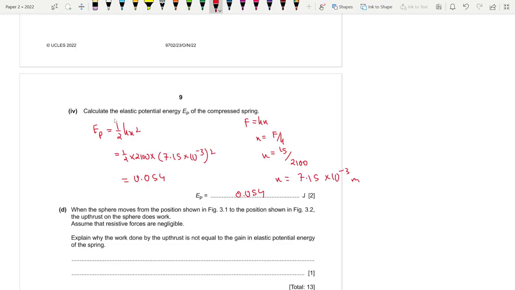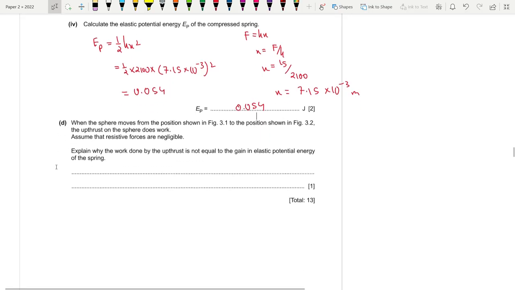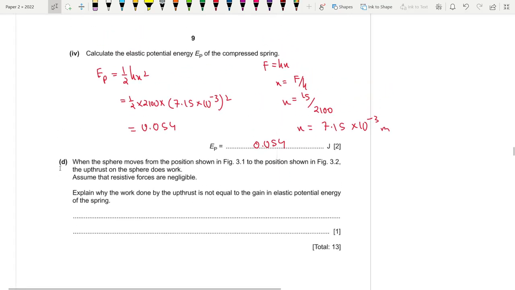So when the sphere moves from the position shown in figure 3.1 to the position shown in figure 3.2, the upthrust on the sphere does work. Assume that the resistive forces are negligible. Explain why the work done by the upthrust is not equal to the gain in elastic potential energy.